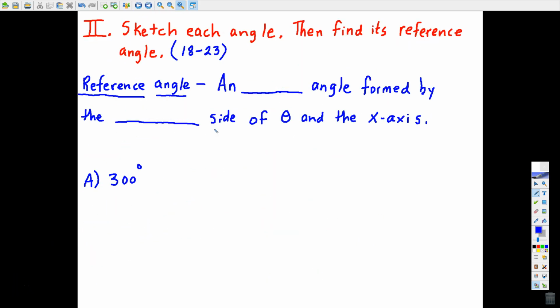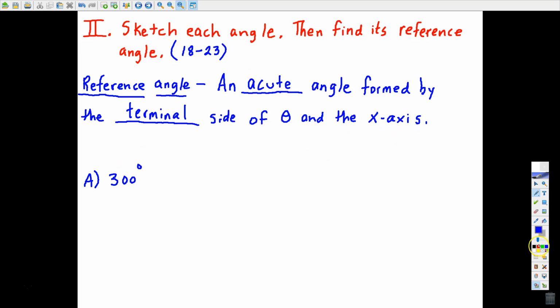Let's talk about reference angles. We're supposed to sketch the given angle and then find its reference angle. What's a reference angle? Well, it's an acute angle, once again, between 0 and 90 degrees, formed by the terminal side of some angle called theta, and the x-axis. We talked about what the terminal side of the angle is.